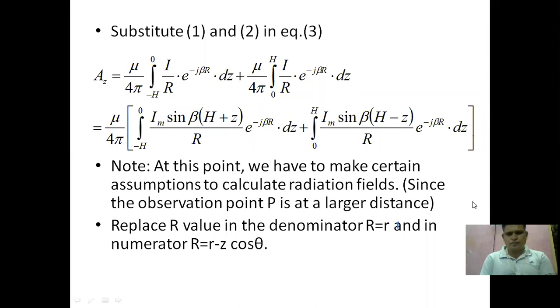Okay, it doesn't affect the performance or the equations much. That's why in the denominator we are assuming capital R is equal to small r, because we are considering the far fields. In the numerator we write the same, r minus z cos theta. Here also capital R is there, so you have to substitute R equal to r minus z cos theta.